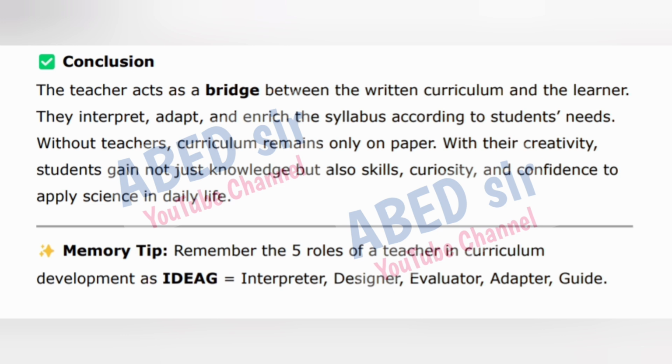Conclusion. The teacher acts as a bridge between the written curriculum and the learner. They interpret, adapt, and enrich the syllabus according to students' needs. Without teachers, curriculum remains only on paper. With their creativity, students gain not just knowledge but also skills, curiosity, and confidence to apply science in daily life.